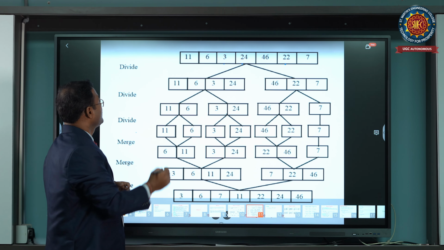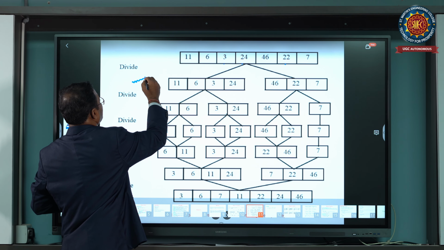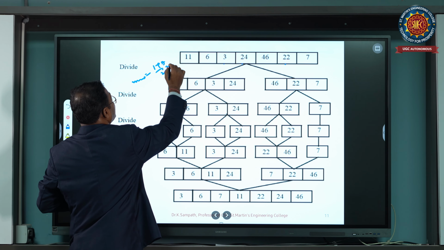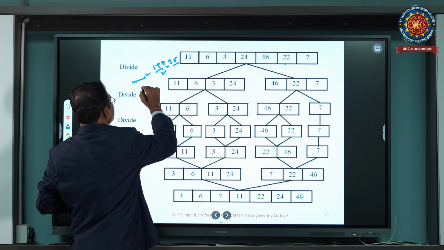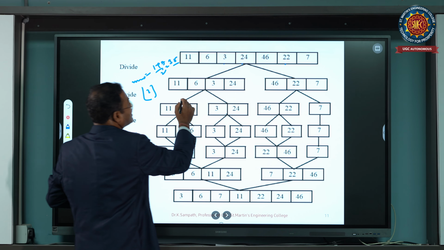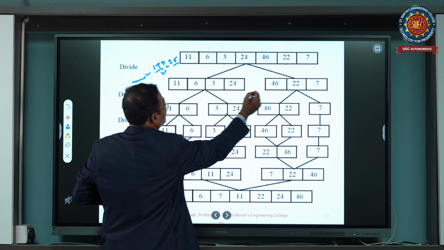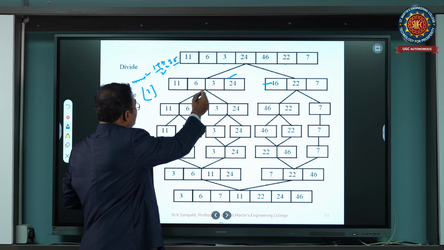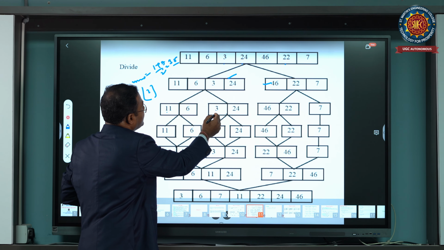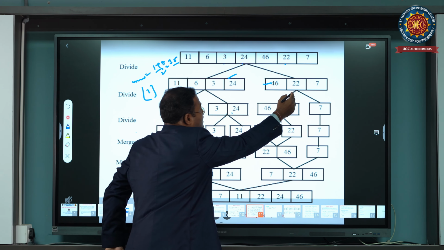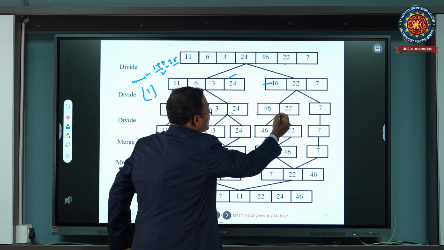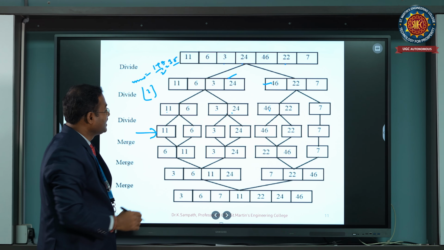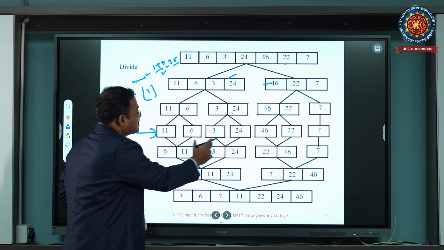7 elements are there. Mid means 1 plus 7 by 2 is equal to 3.5. We can say 3 only. Right? 3 is one element and 4 is the other. I divide this problem into 11 and 6, 3 and 24. And again I divided the other into 46 and 22 and 7. Again, up to single elements, these are the individual solutions.